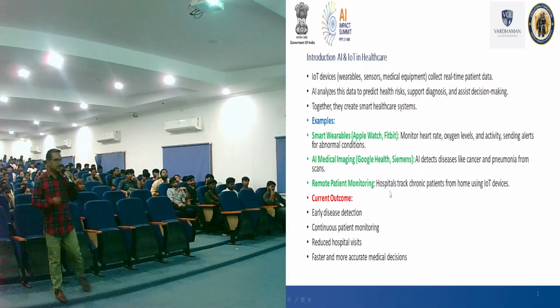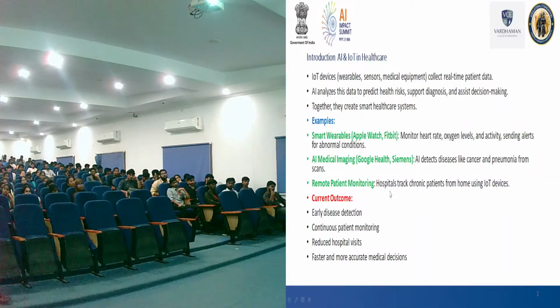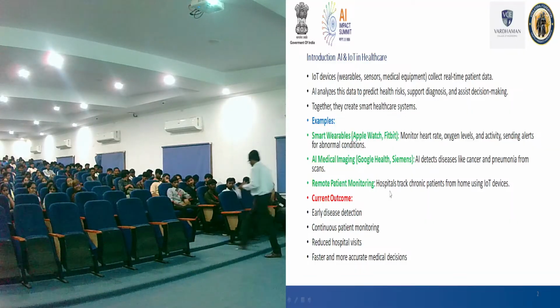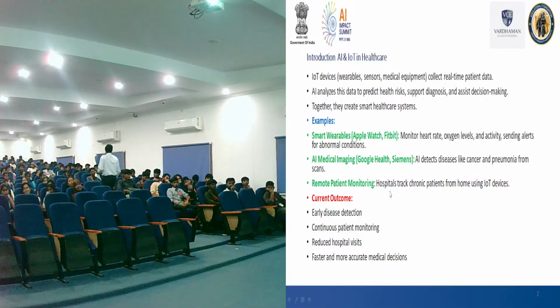Examples. And then medical imaging. Google Health, you can see Google Health. What is Siemens? It is a family company. Nokia Siemens, do you know? Yes. AI detects diseases like cancer and pneumonia from remote patients. So nowadays, patients don't need to visit the hospitals. From a remote place, the patient can be monitored from their home using IoT devices.